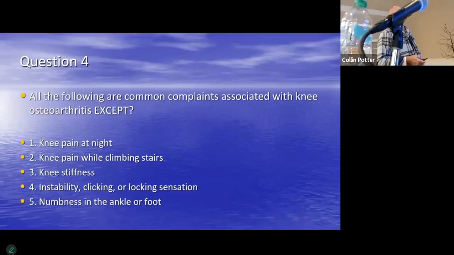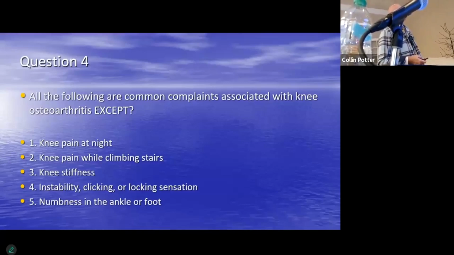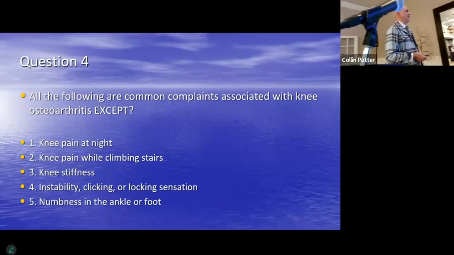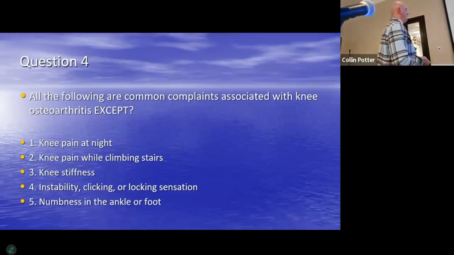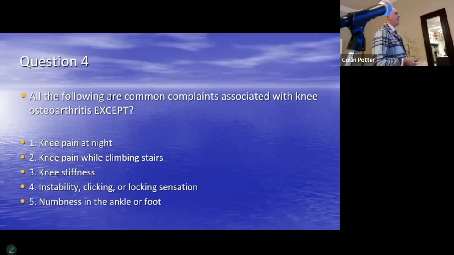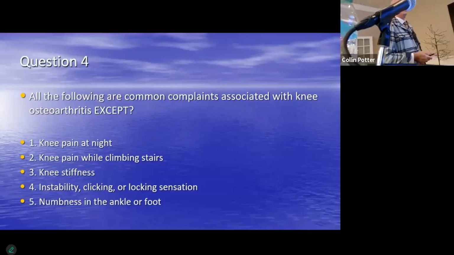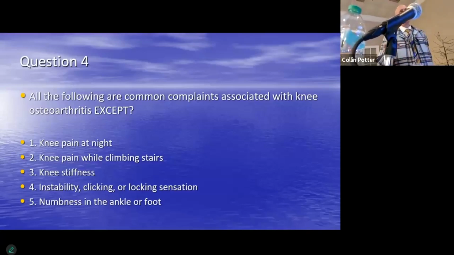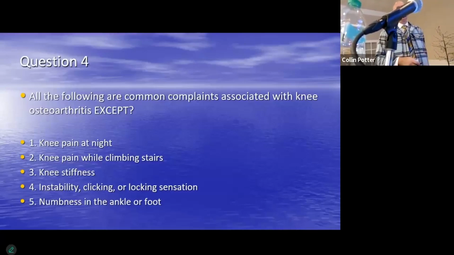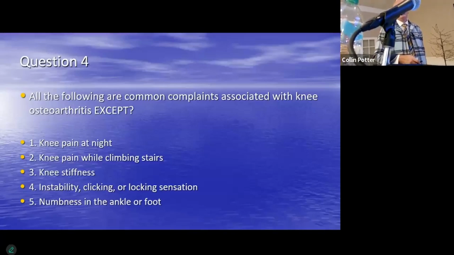All the following are common complaints associated with knee osteoarthritis, except knee pain at night, knee pain while climbing stairs, knee stiffness, instability, numbness in the ankle and foot. Except, which one's not associated with knee arthritis? Any ideas? There's no grades. You could just yell it out. So if my knee hurts, do you think ankle or foot numbness is part of that? Probably not.